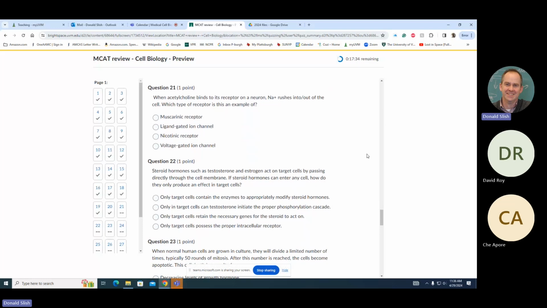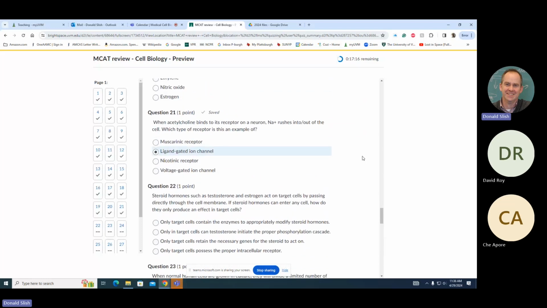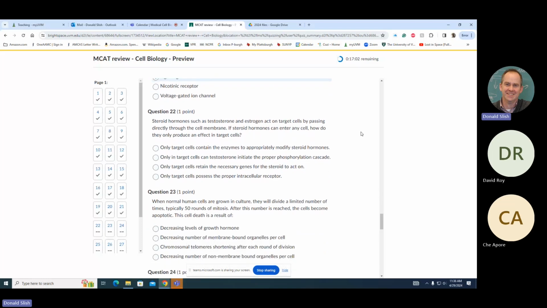When acetylcholine binds to the receptor, oh, this is a little tricky too. This is an example of what? A ligand-gated channel. What's tricky about this is it is the nicotinic receptor, but the question is, it's an example of what? So you have to go with the more generic answer. I was so confused. I ended up with the right answer, but I was going back and forth. So nicotinic receptor is a ligand-gated ion channel. Yep. And it's activated by acetylcholine.